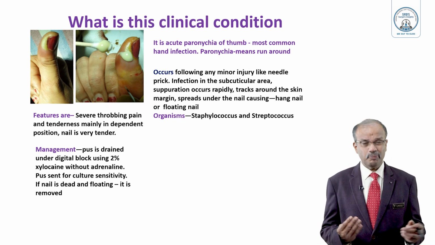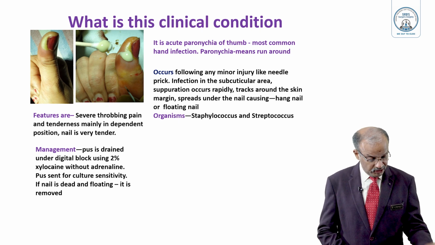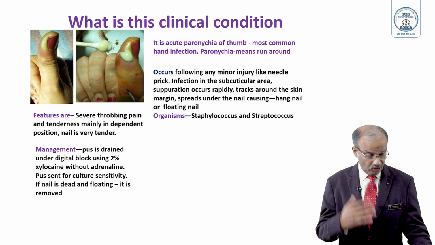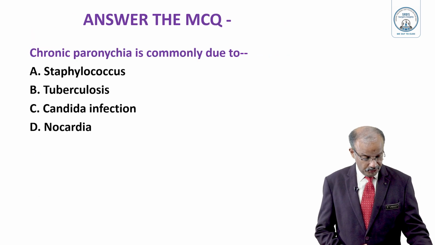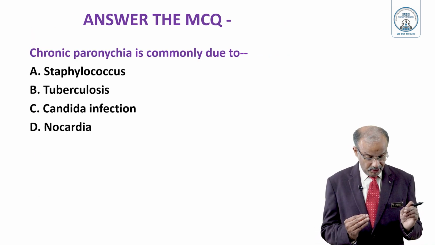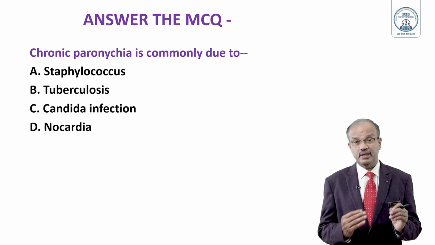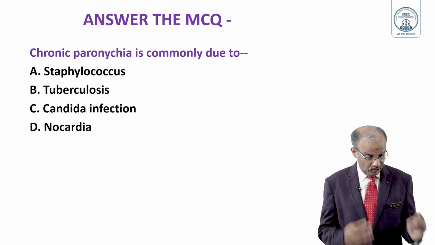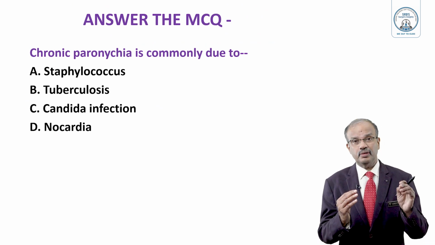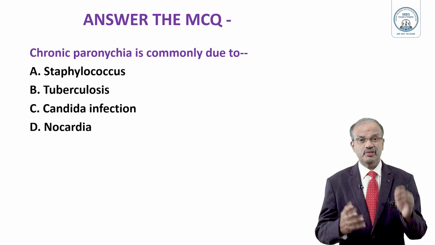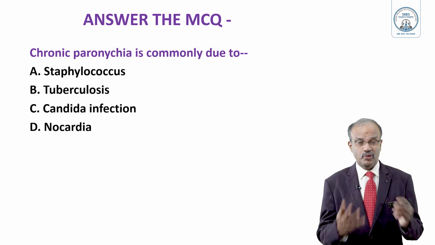Once you drain the pus, things will settle very fast. Send the pus for culture sensitivity. Remember, gram-positive organisms are the common cause. So, answer this MCQ. Chronic paronychia is commonly due to: A, Staphylococcus; B, tuberculosis; C, Candida infection; D, Nocardia. Students, put your answer in the comment box. I will give the answer later, tomorrow.